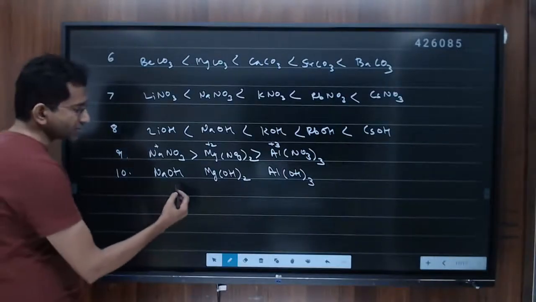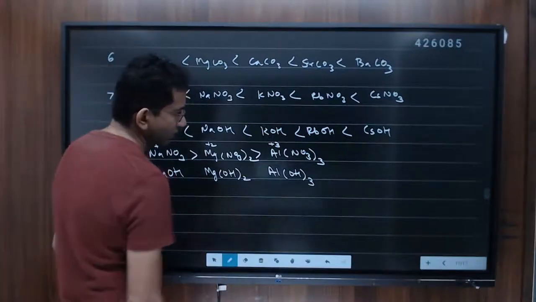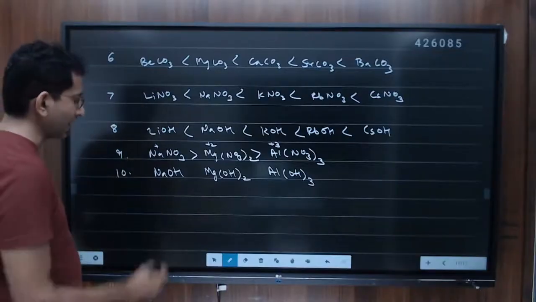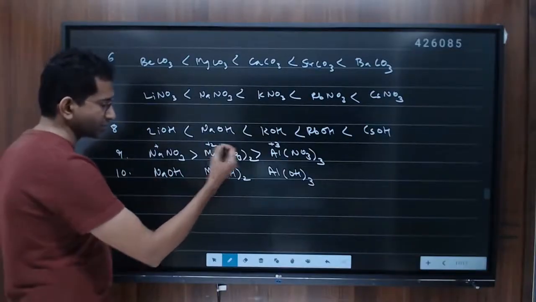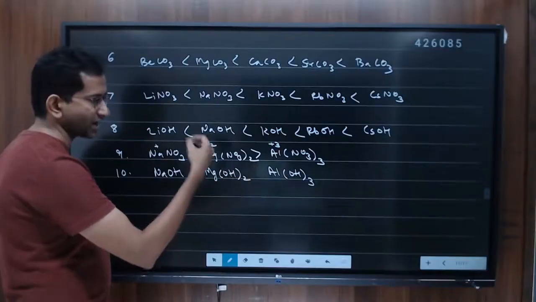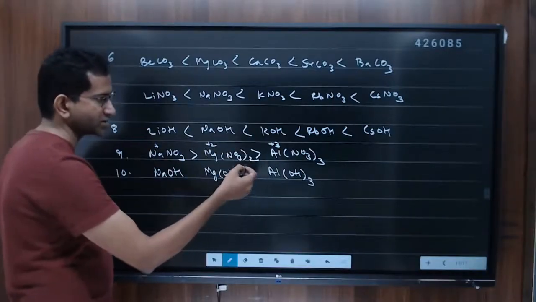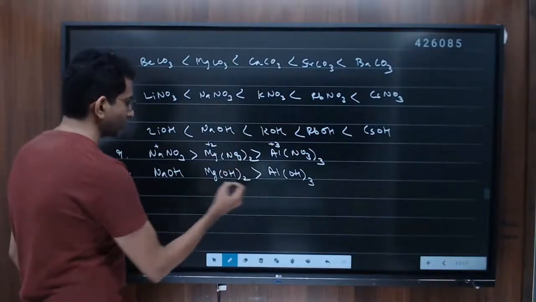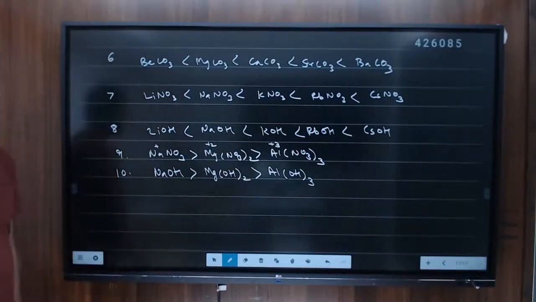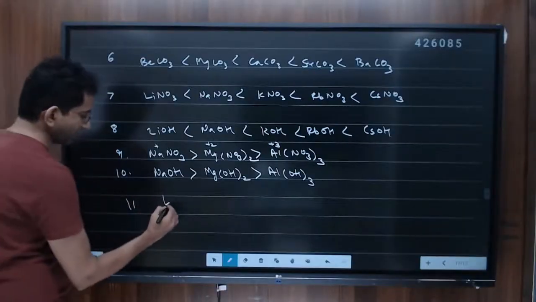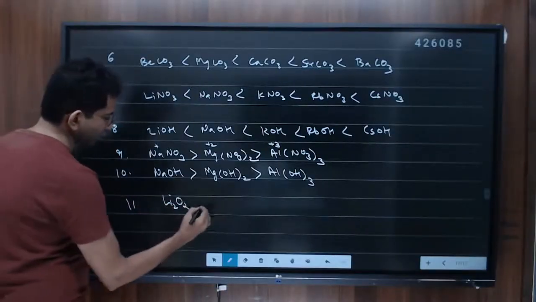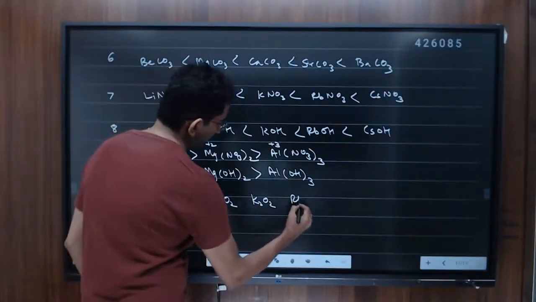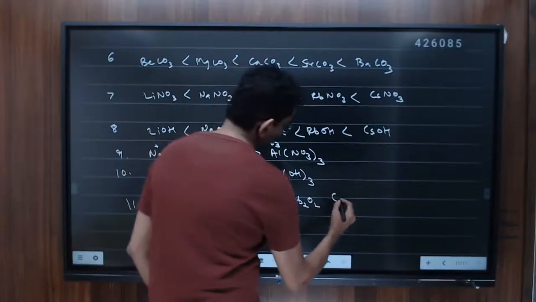So this OH is also what? OH is also a polyatomic ion. So you will apply the concept of polarization. From Na plus to Mg plus 2 to Al plus 3, size decreases, charge increases, polarization increases, covalent character increases, so stability decreases. So the order goes like this. Clear to everyone? Okay. Now I am going to take Li2O2, Na2O2, K2O2, Rb2O2 and Cs2O2.